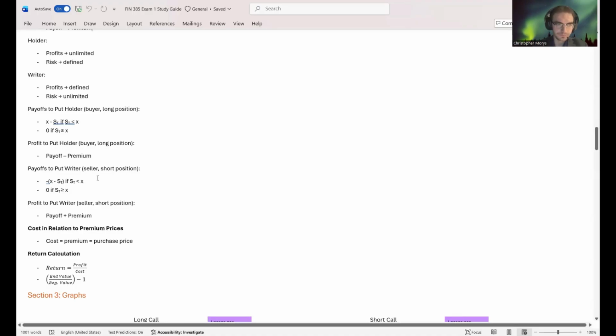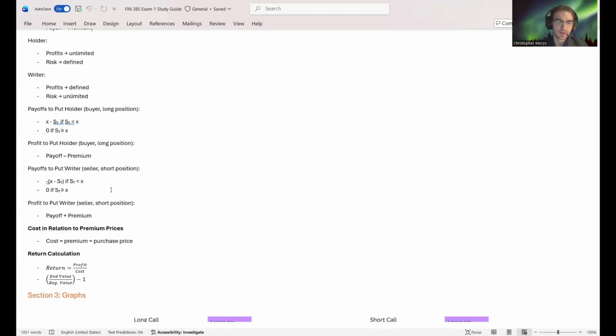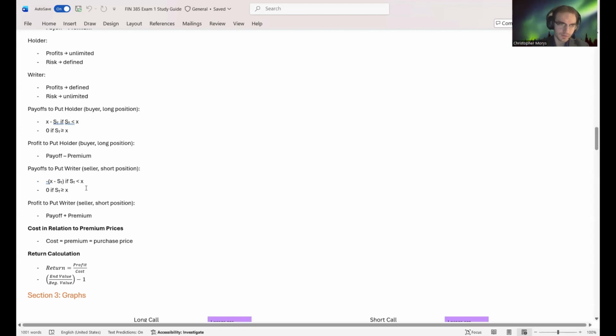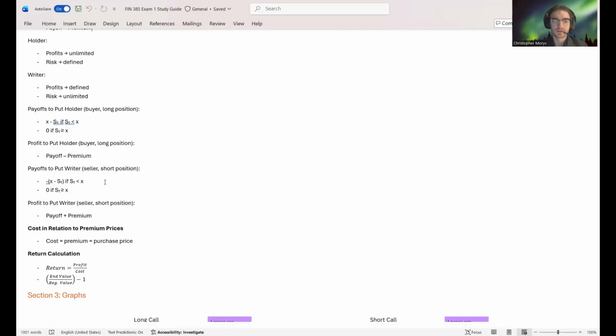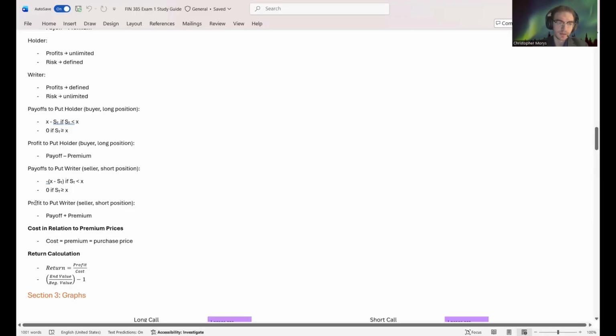And moving on to the put short position, your payoff is negative exercise price minus negative stock price, if the stock price is less than the exercise price. Again, your profit as a short position in the put is your payoff plus the premium you receive from the buyer.